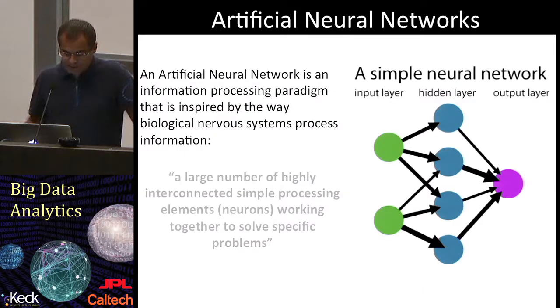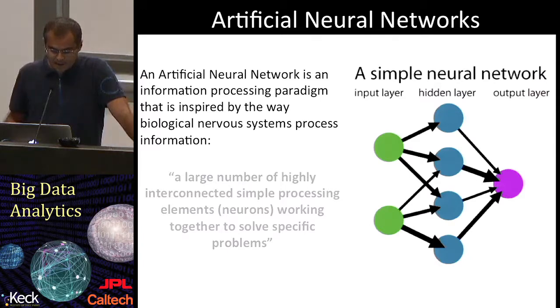Artificial neural networks are actually inspired by the way the biological nervous system works. An artificial neural network can be defined as a large number of highly interconnected simple processing elements called neurons working together to solve specific problems.